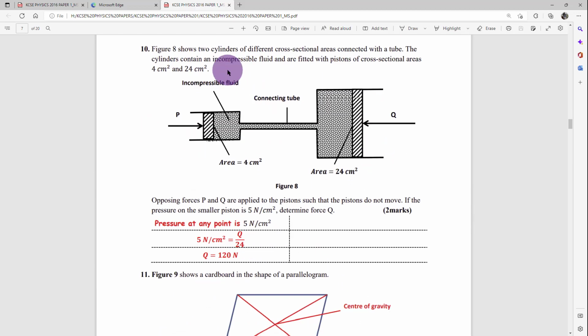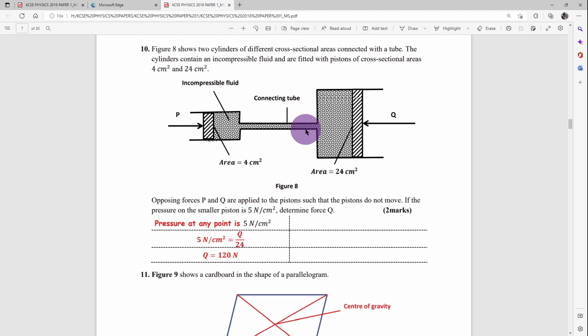And let's look at question 10. Figure 8 shows two cylinders of different cross-section areas connected with a tube. The cylinders contain an incompressible fluid and are fitted with pistons of cross-section areas 4 and 24 centimeters squared, as shown. Opposing forces P and Q are applied to the pistons such that the pistons do not move. If the pressure on the smaller piston is 5 newtons per centimeter squared, determine force Q.